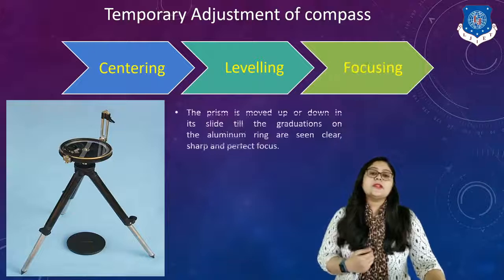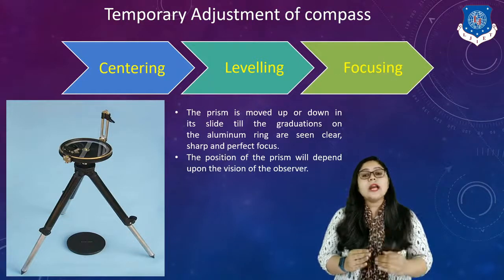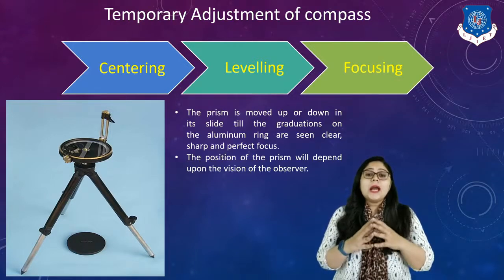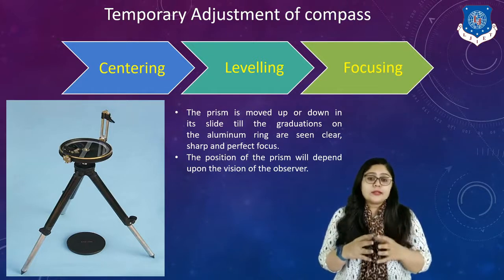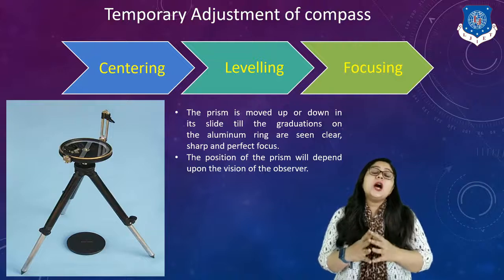And the last process is known as focusing. So the prism is moved up or down in its slide till the graduations on the aluminium ring are seen clear, sharp and in perfect focus. The position of the prism will depend upon the vision of the observer.